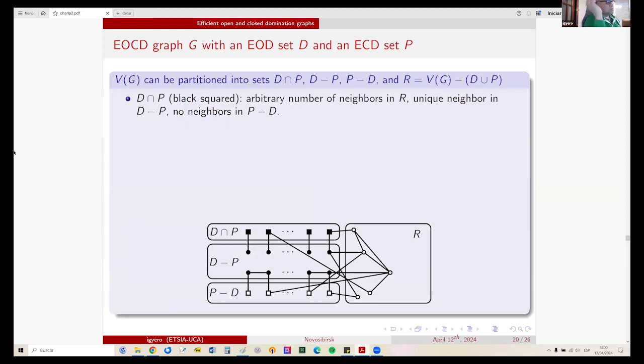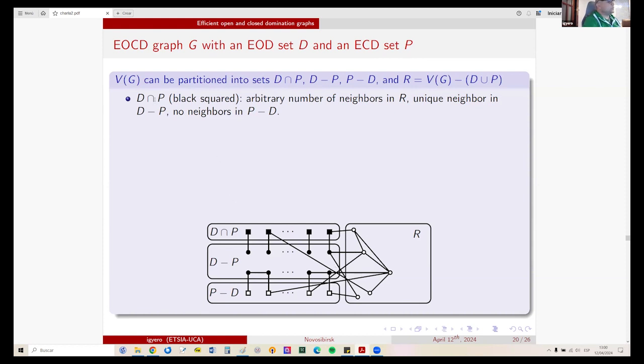Then we considered several properties. For instance, first we observed that when a graph has an efficient open dominating set D and an efficient closed dominating set P, the vertex set of the graph can be partitioned in this way: the intersection of D and P, the set D minus P, the set P minus D, and the remainder R, the vertices outside the union of them. So the graph always looks like that.